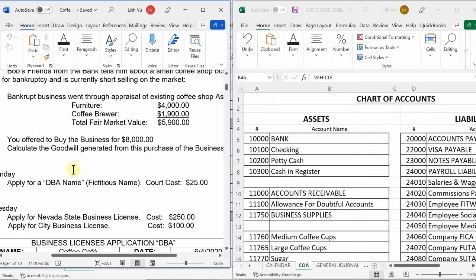Right. Have we established our business bank account yet? No. So no, unfortunately this is another personal transaction because we don't have a business bank account yet. It's not established yet.